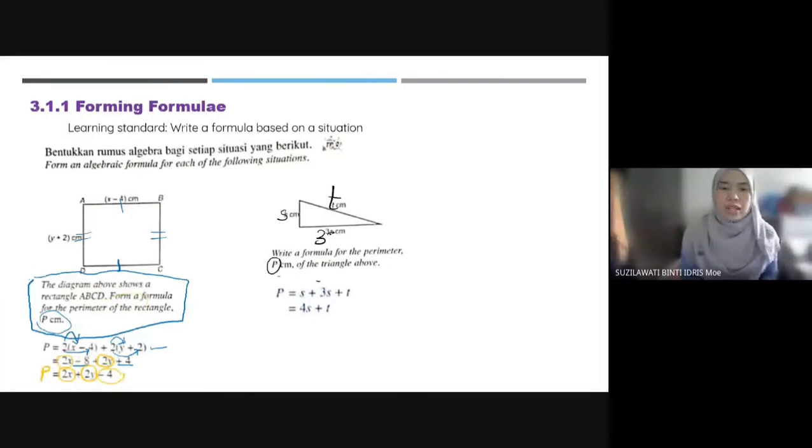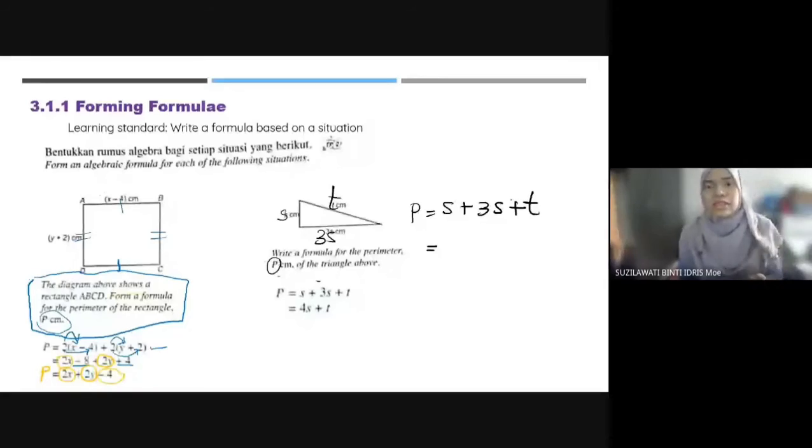So, the algebraic formula here is P, the subject of formula is P. So you write P on the left equal S, S plus, this one is 3S. So you will get the perimeter of the triangle.